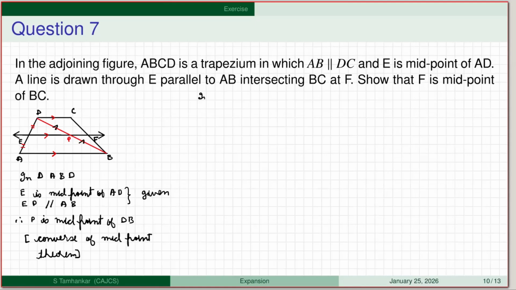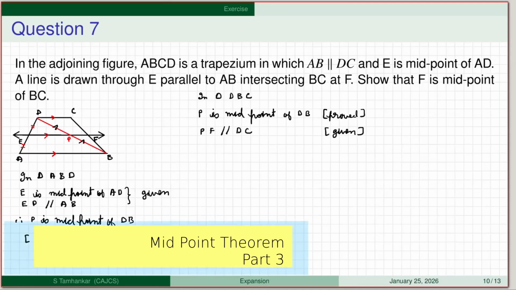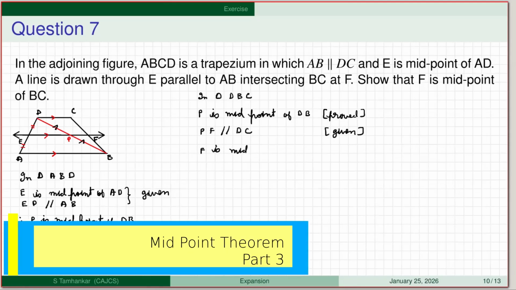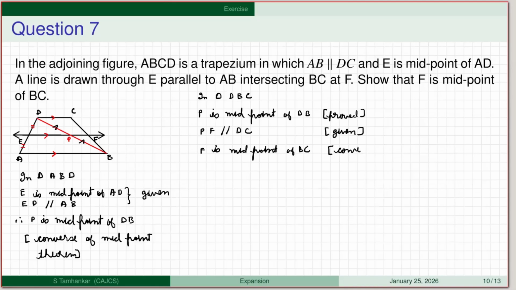Now we look at triangle DBC. In this we have P is the midpoint of DB, and we have PF parallel to DC. P is the midpoint of DB is proved, and this part is given to us. So again, F is the midpoint of BC, and the reason is the converse of the midpoint theorem. We had to show that F is the midpoint of BC, and we have proved it. Okay, let's go to the next question.